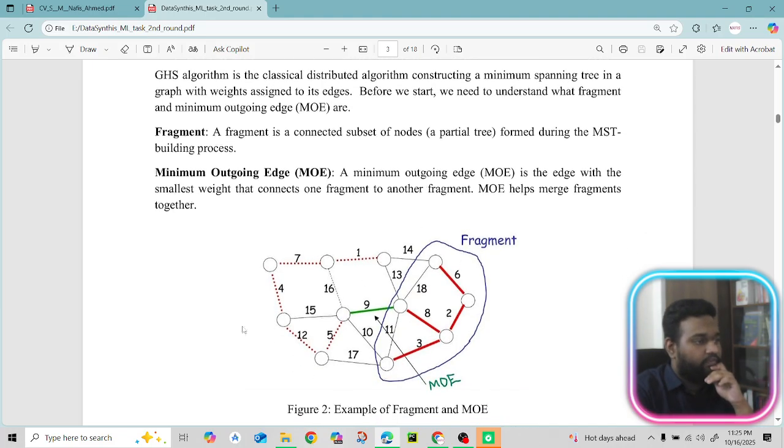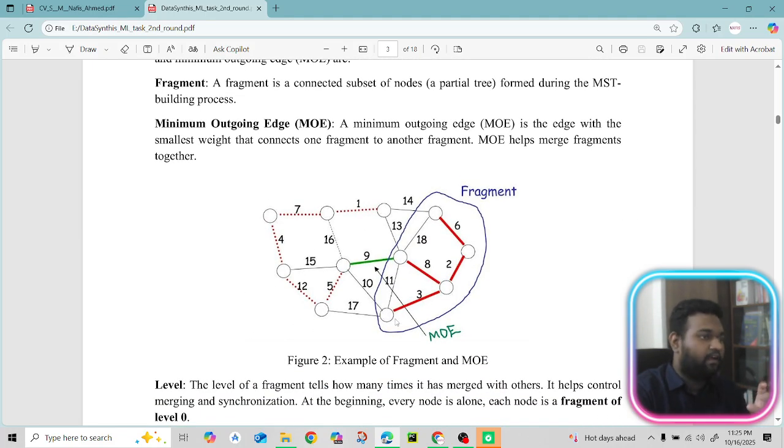If we see this graph, during building the MST, minimum spanning tree, we are getting a subset of nodes. These subsets of nodes are called fragments. We can also call this dotted part a fragment.